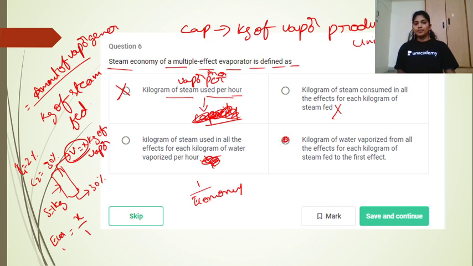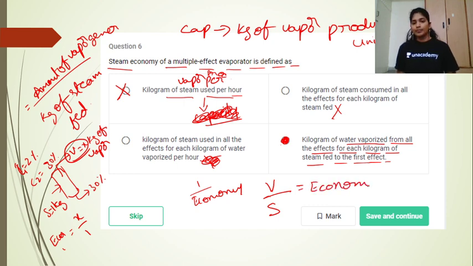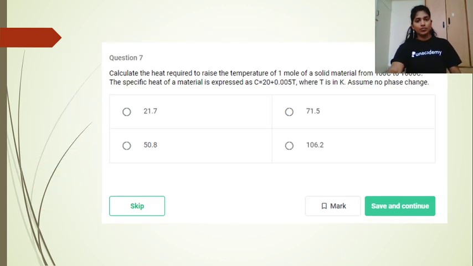So option D is the correct answer, which means kilogram of water vaporized from all the effects for each kilogram of steam fed to the first effect, which means the amount of water vaporized by the amount of steam fed in the evaporators. So this is about economy. I guess I'm clear with the question. So let us proceed to the next question.